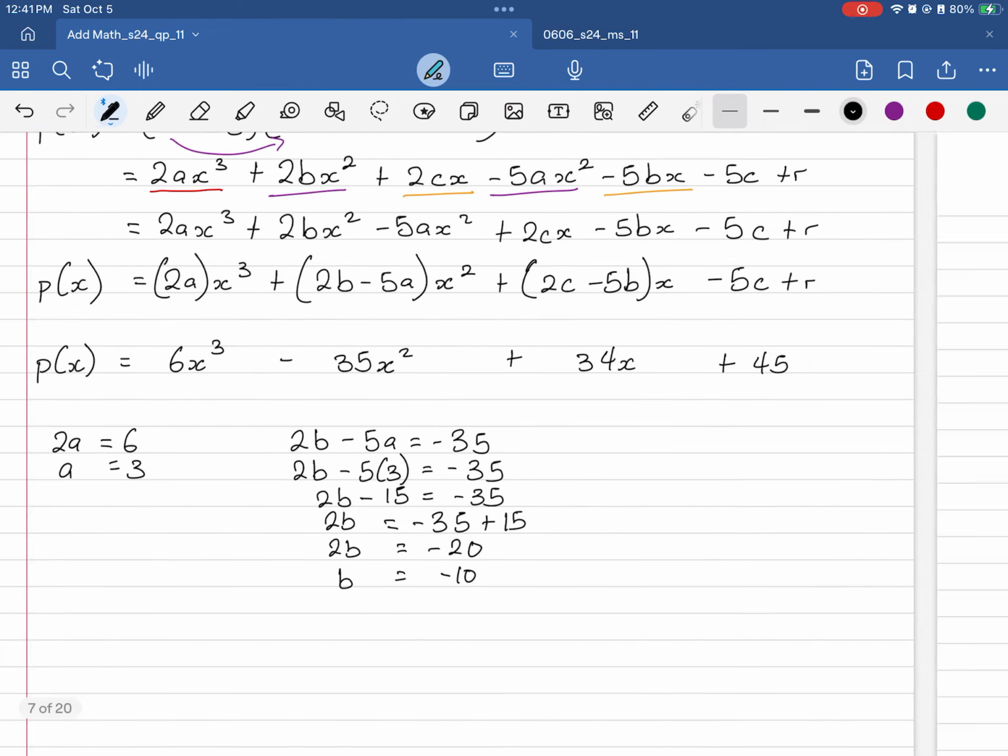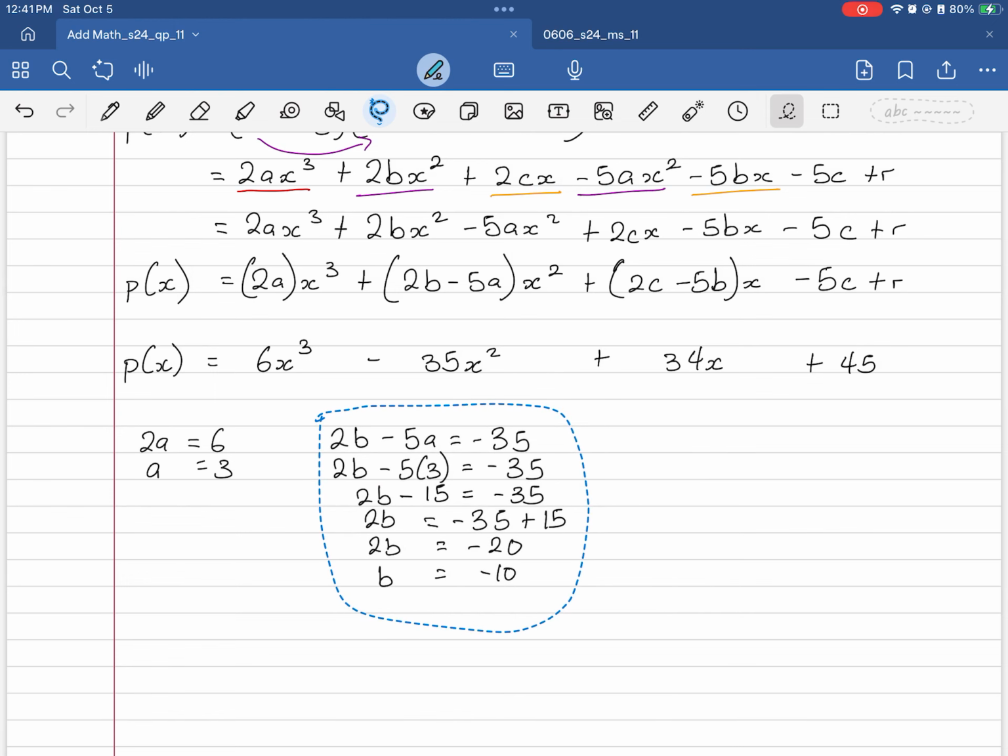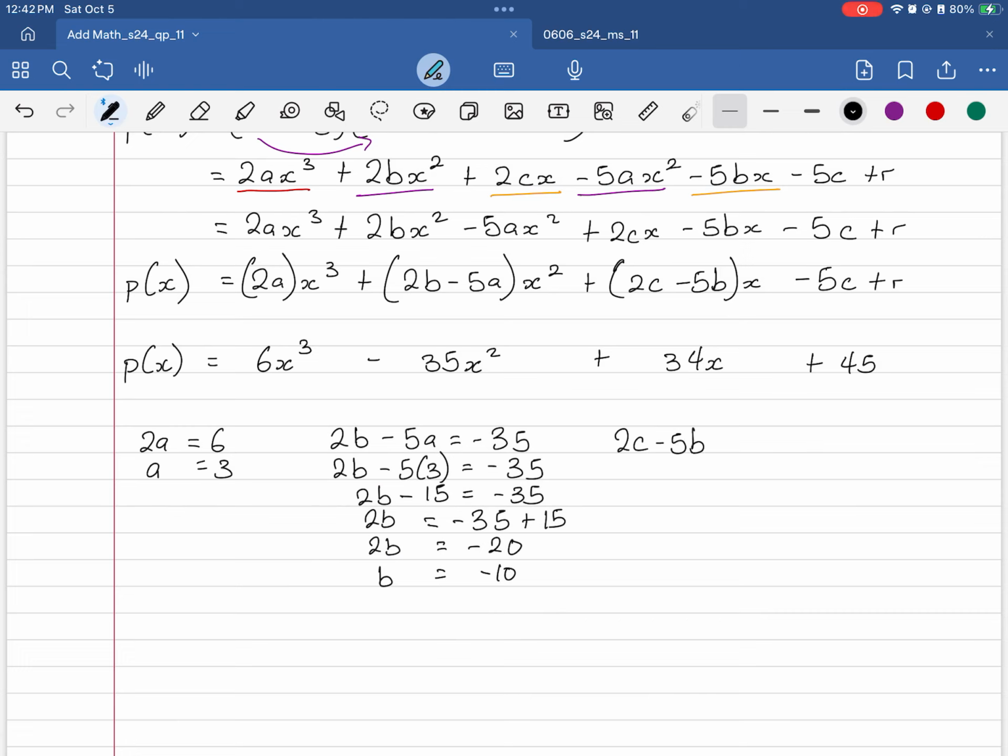The next part, I'm going to move this a little so we have enough space. The next part here is 2c minus 5b equals 34. Now, if this seems too long to do, like I said, I'm also going to go over the long division method. I know some people don't like doing long division, so this is another method you can use.